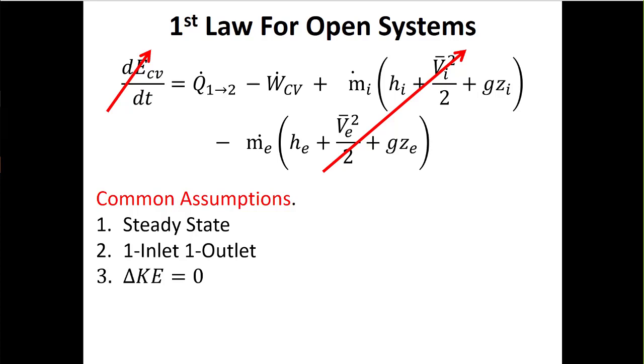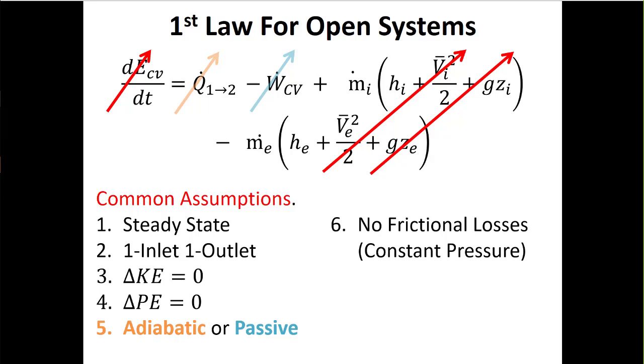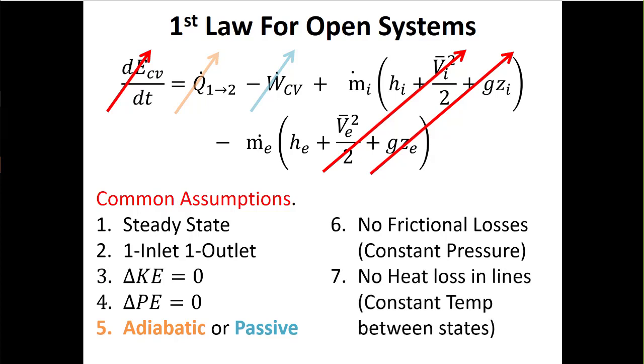We're going to neglect kinetic energy. We're going to neglect potential energy changes. And then for each component, we're going to say it's either adiabatic or passive. We'll say there's no friction losses in between the different components and in the heat exchangers.